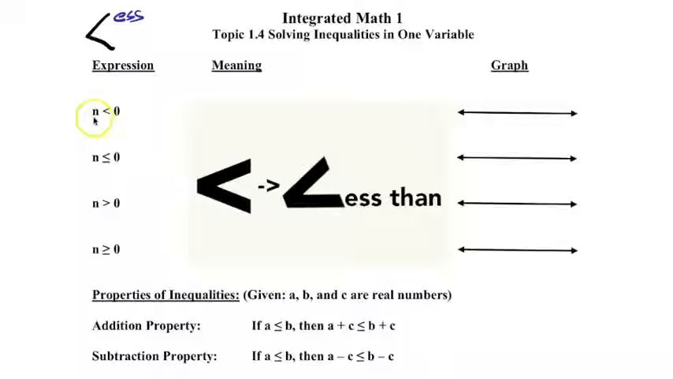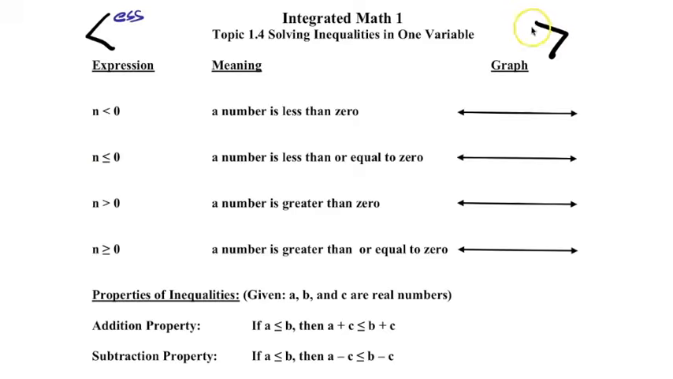Like here, this is n is less than 0. N is less than or equal to 0. So that's less than. And the other trick is, if you know less than, then you know greater than, because greater than looks something like this, but it's not less than. I see this, I'm like, oh, that's less than. I see this, I'm like, oh, that's not less than, which means it's greater than.